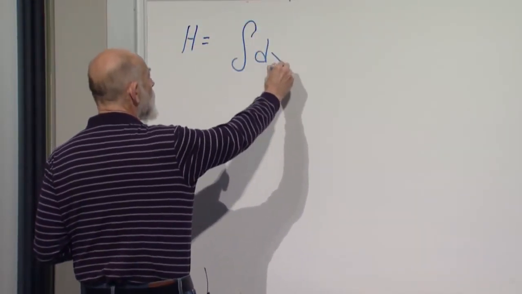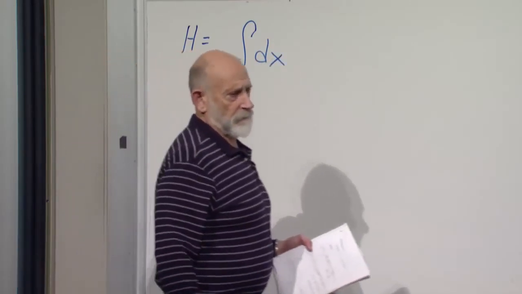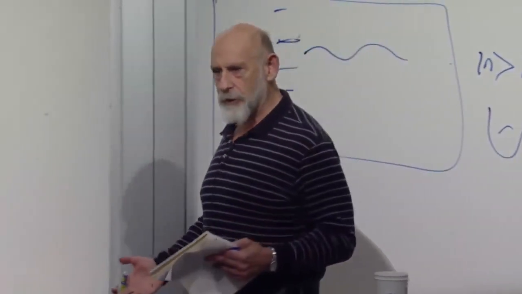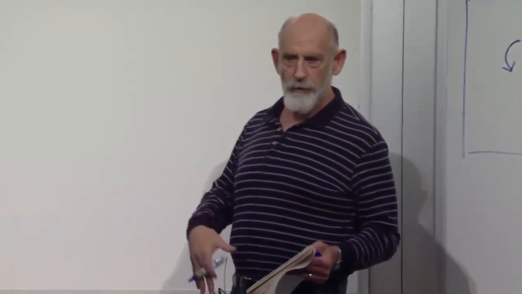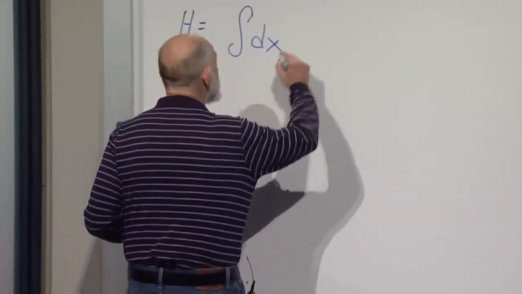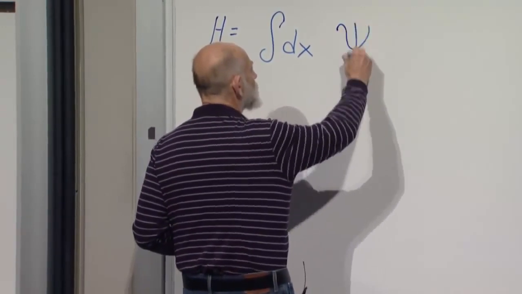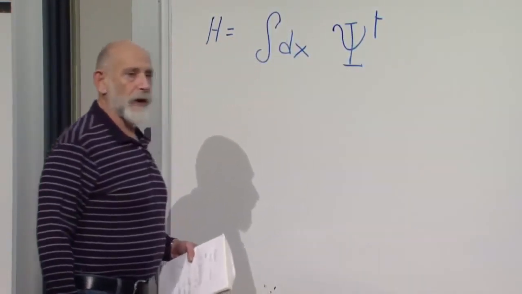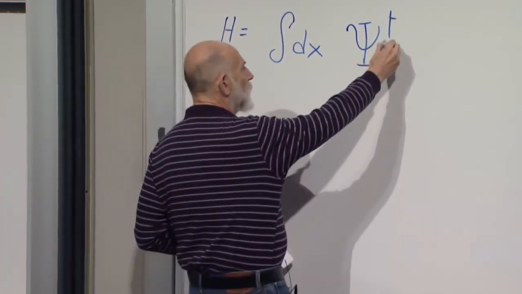Integral over position. Now when I write dx, you don't need to imagine that it's one-dimensional. You can imagine that it's multi-dimensional, and x stands for a collection of coordinates, x, y, and z, but I'll write it as if it were one-dimensional. And then there's the quantum field psi dagger. That's the creation operator. It creates a particle at position x.